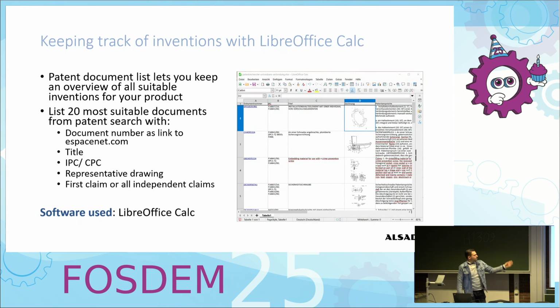Then the 20 patent documents that you get out of that, you put them in a table with the document link, title, IPC, CPC, which are classes for documents, and a representative drawing, so you can easily have an overview of all your patent documents. Usually you should also put there the first claim or all independent claims of the patent. You can do all of this in LibreOffice Calc, and on the right side you can see how this could look.